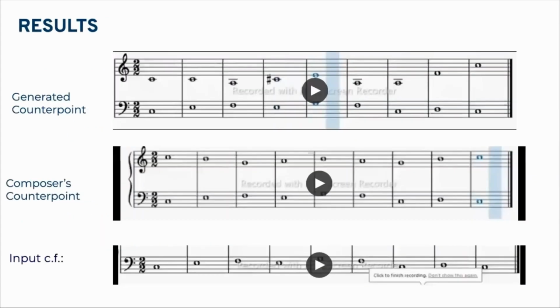So these are my results. Here I have 3 music pieces. The below one is the input counter melody. This is the fixed line against which the music is generated. The middle one is the human generated counterpoint, and the top one is the algorithm generated counterpoint. So let me just play it.